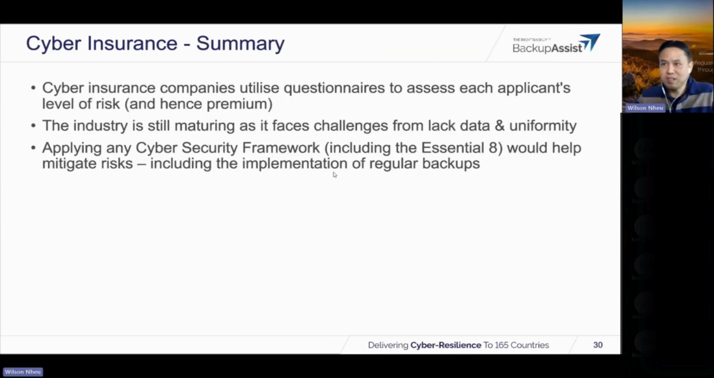Okay, so I'm just getting to the end here. In quick summary of the cyber insurance topic, cyber insurance companies utilize questionnaires to assess each applicant's level of risk and hence their premium. As I mentioned, the industry is still maturing, with a lot of challenges still in play, especially around lack of data and uniformity. But what we do know is applying any cybersecurity framework, including the Essential 8, would help mitigate risk, including the implementation of regular backups.